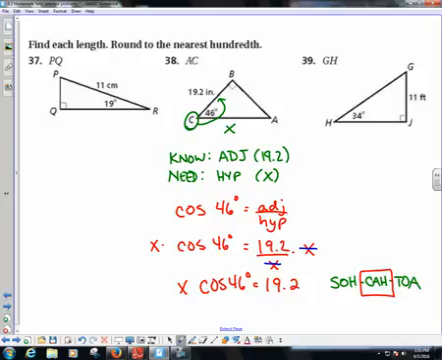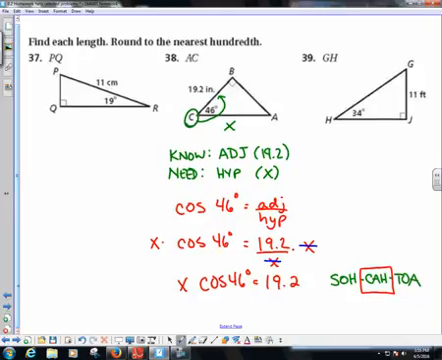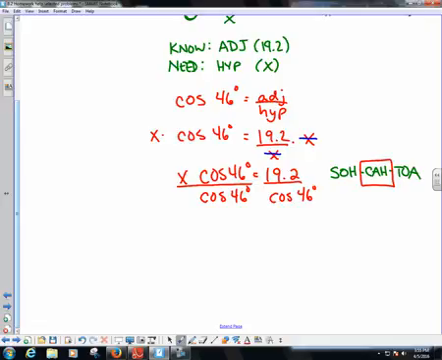Keep in mind, when you go to your calculator, cosine of 46 degrees is just a number. It feels weird, but it's just that decimal. So what I'm going to do is divide both sides by cosine of 46, because I'm really just dividing by a number. All right, so at this point, I've divided both sides by cosine of 46, so those two things cancel out, and I end up with x equals 19.2 over cosine of 46 degrees. So let's go to our calculator, plug that in, and see what the answer is.